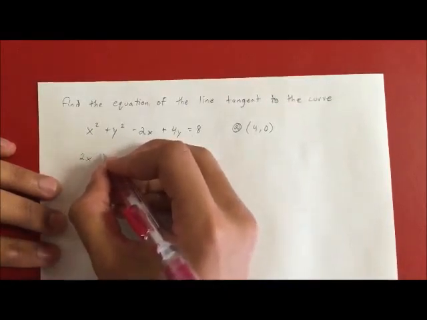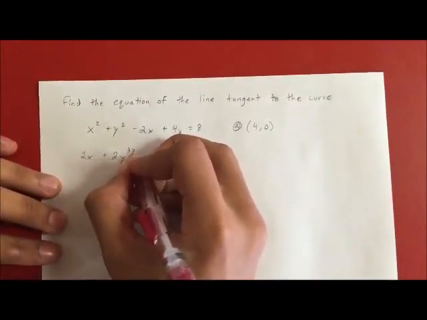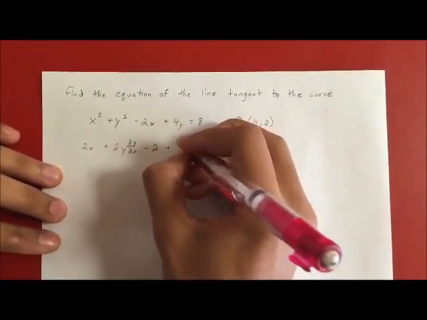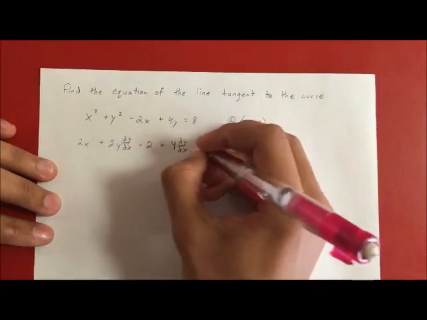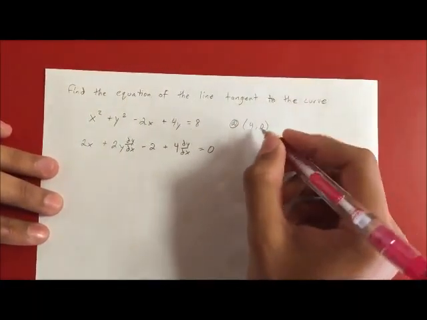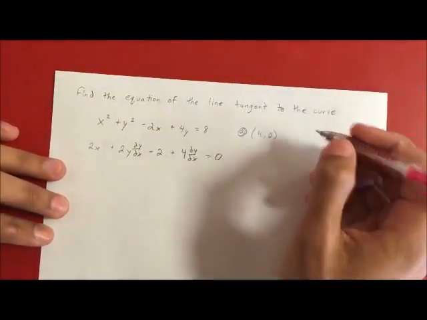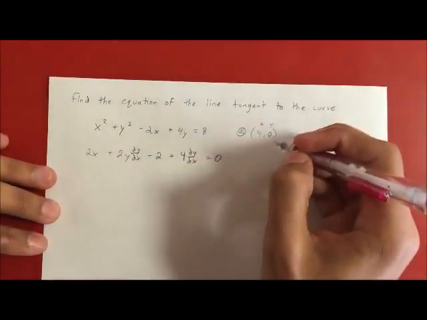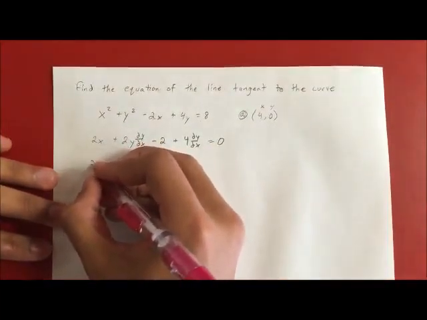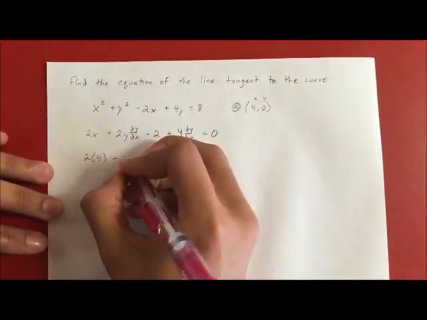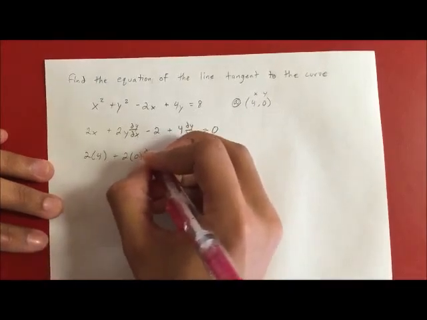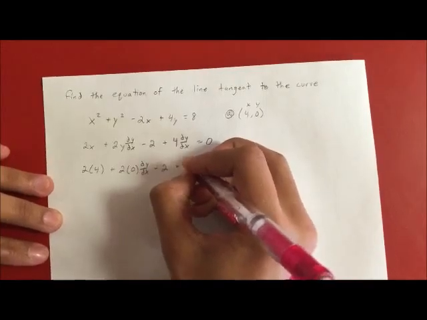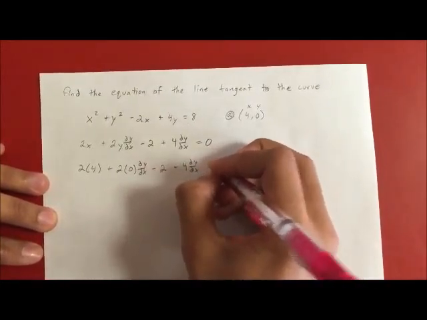That's going to be 2x plus 2y dy/dx minus 2 plus 4 dy/dx equals 0. Now, we were given the point (4, 0). The best way to approach this would be to plug in your x value and your y value straight into the derivative from the beginning. So let's do that. It's going to be 2 times 4 plus 2 times 0 times dy/dx minus 2 plus 4 dy/dx equals 0.